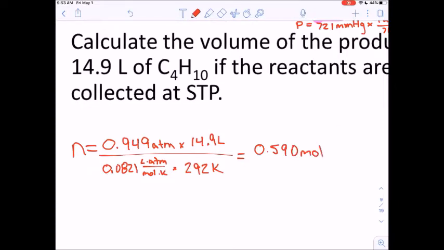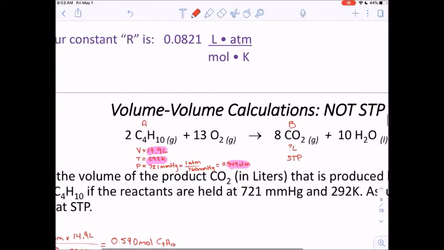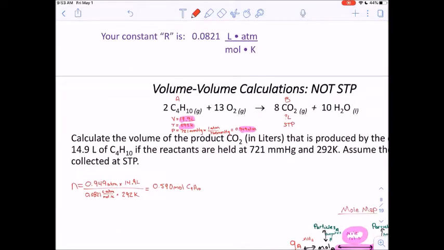We're still in A. We have not converted to B yet, so this is still my C4H10. So this is my moles of A now. I went from my volume of A to my moles of A using n equals PV over RT. Significant digits: between all of those values that I have there, 3 is the least number of significant digits, so I have 3 in my answer. So now I'm going to go back to my mole map.